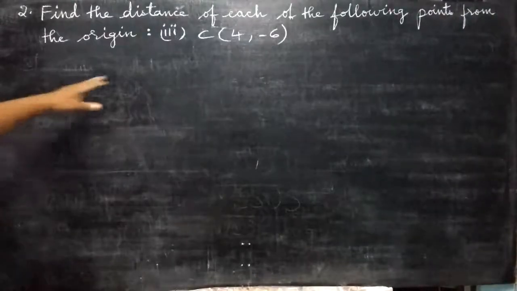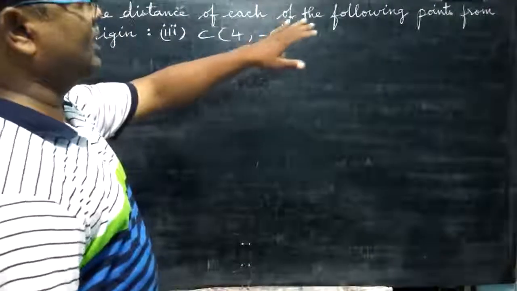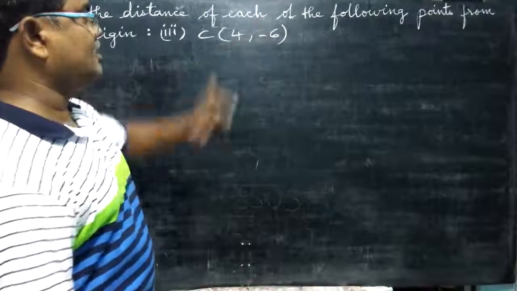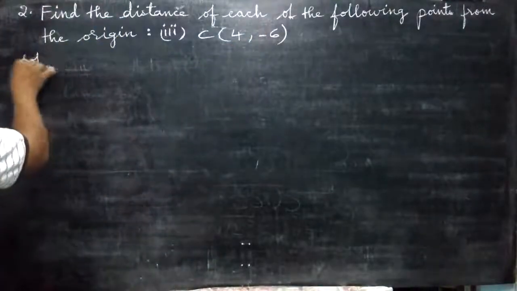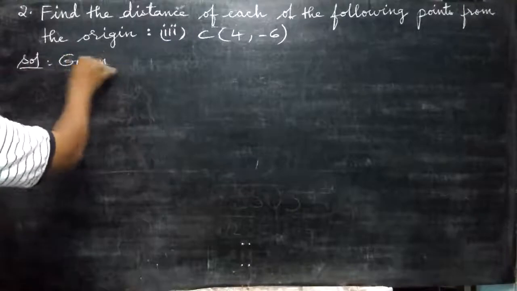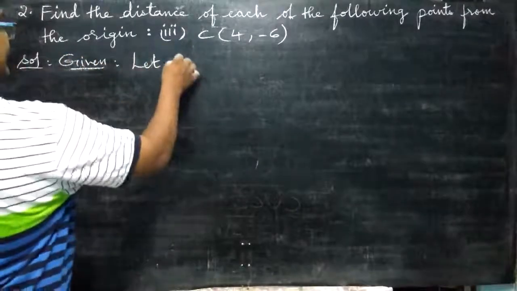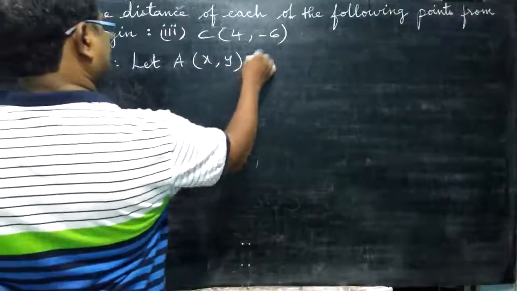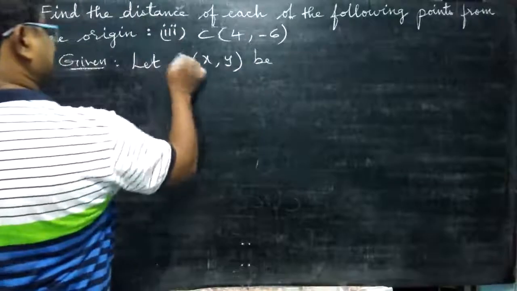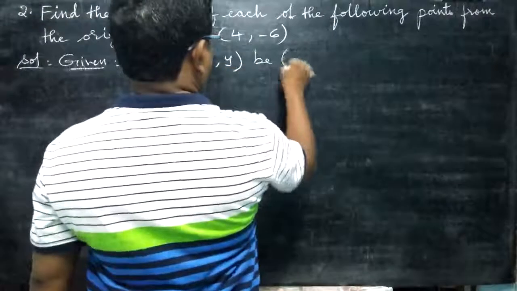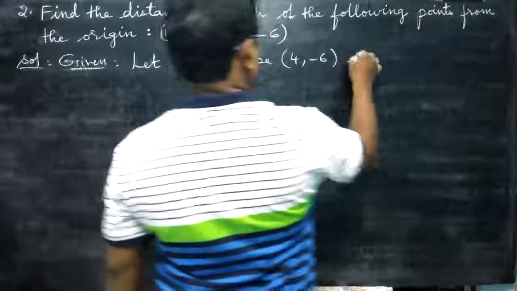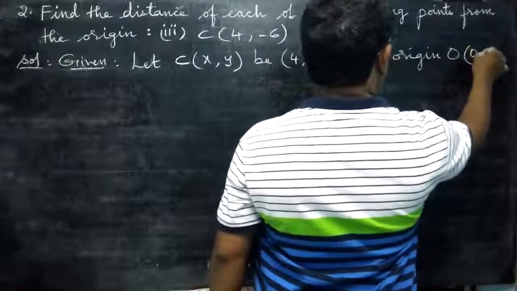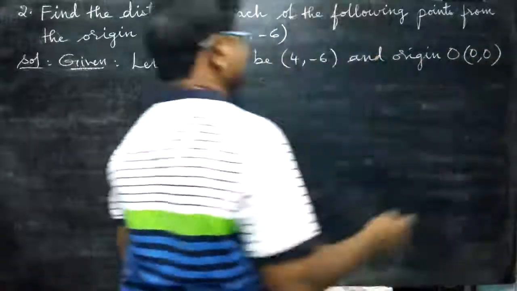Same, second problem, third bit. Find the distance of each of the following points from the origin, and they have given one point C 4 comma minus 6. Solution. Let C x comma y be 4 comma minus 6, and the origin they told we represent with O, and the ordered pair of the origin is 0 comma 0.